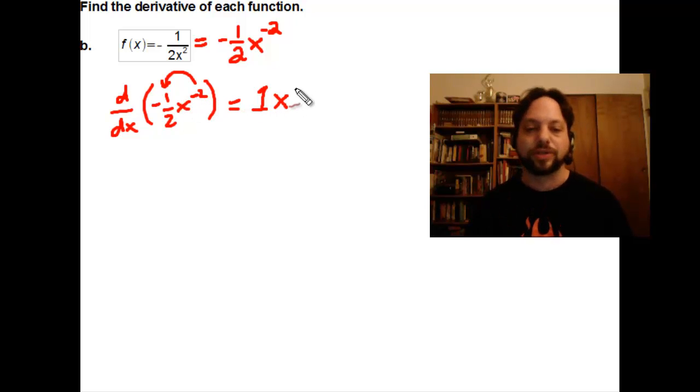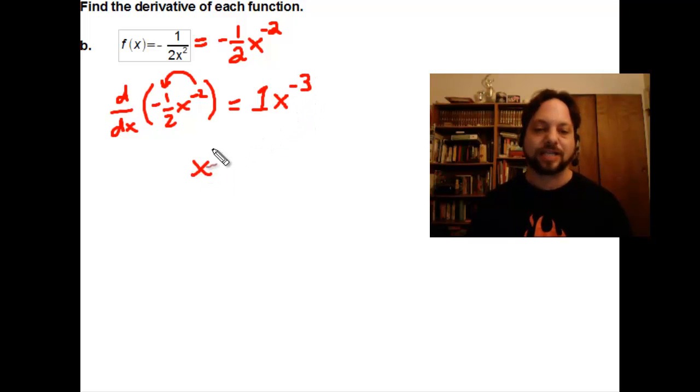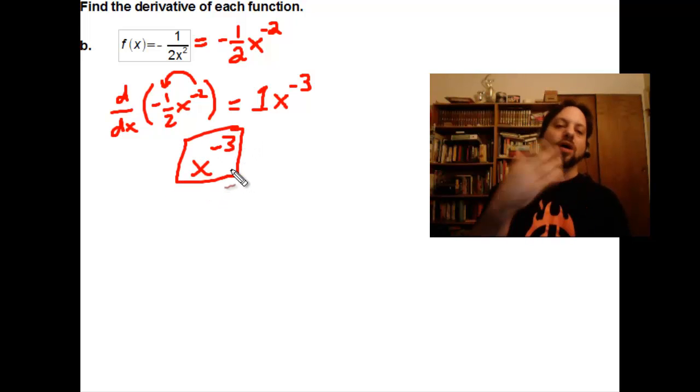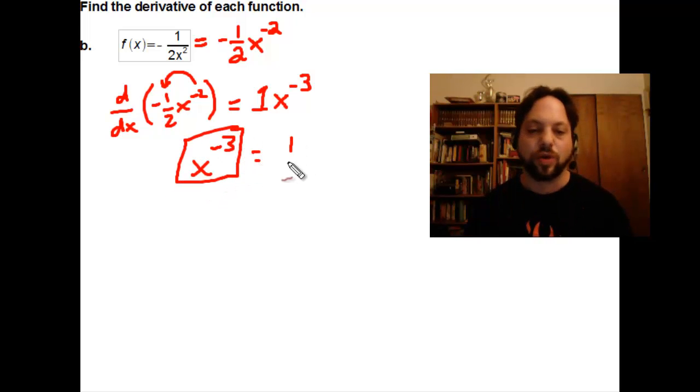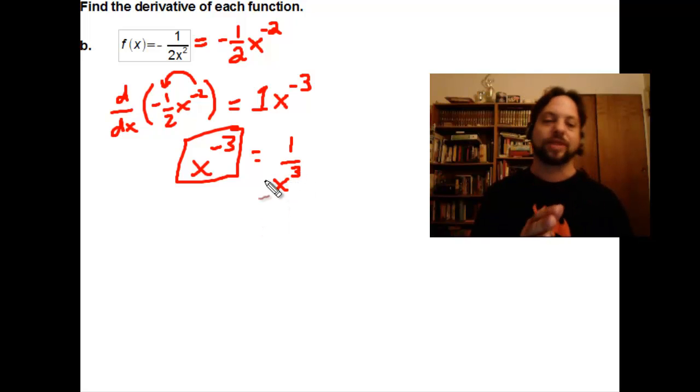That's right, we're simply going to subtract 1. So what we end up with is just x to the negative third power. Now, some of you are going to want to turn that into 1 over x cubed. You're certainly allowed to do it. There's no problem with that.